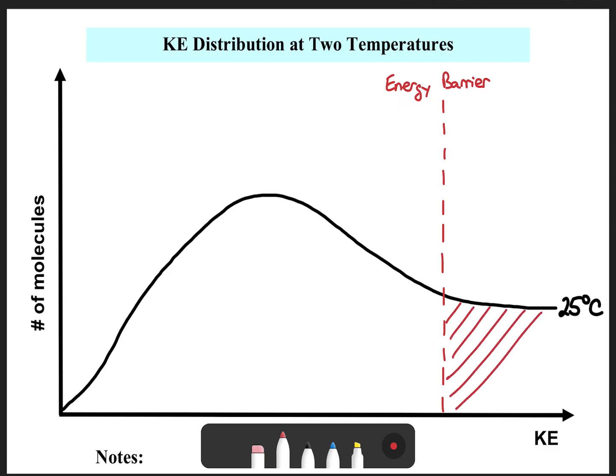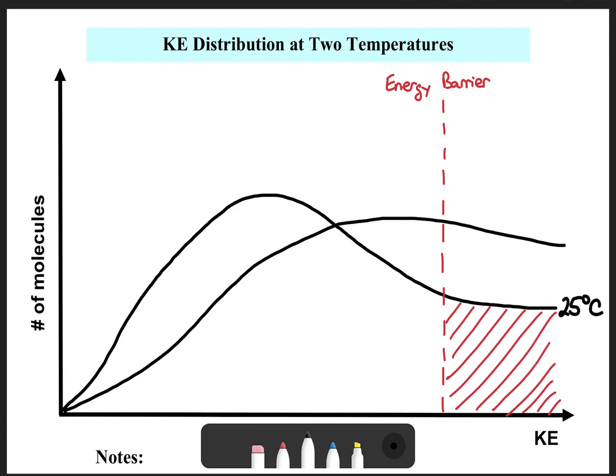And it is the molecules to the right of the energy barrier that are able to form products with sufficient kinetic energy. If we increase the temperature, one of the things that we have to note is that we do not change the number of molecules by increasing the temperature. We have exactly the same number of molecules. So the area underneath the curve must remain the same. But the curve changes because at a higher temperature, we're going to have more faster moving molecules. So at a higher temperature, the curve would look something like this. And let's say that this is representative of 50 degrees Celsius.